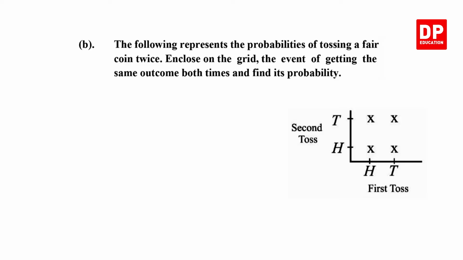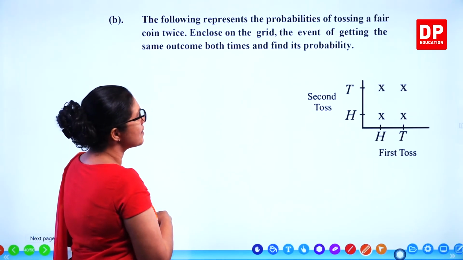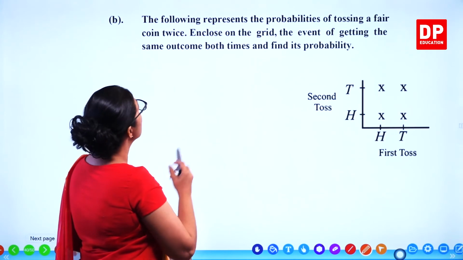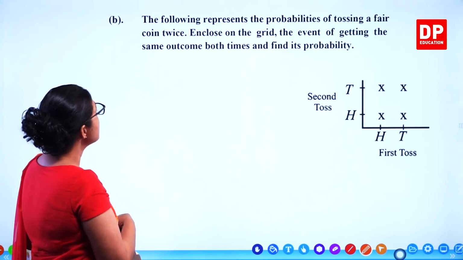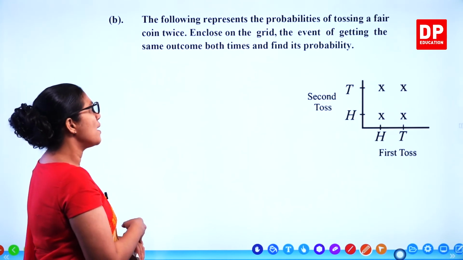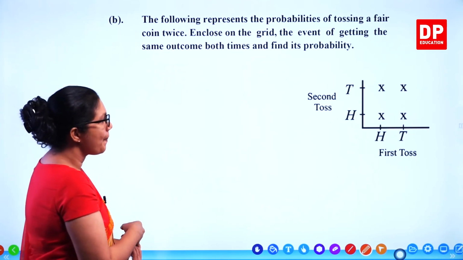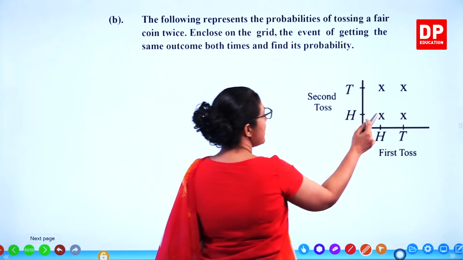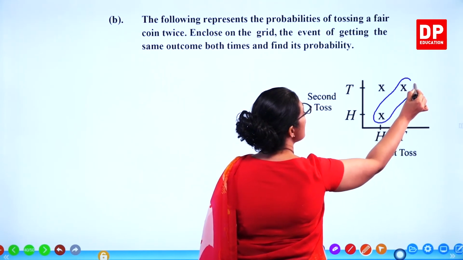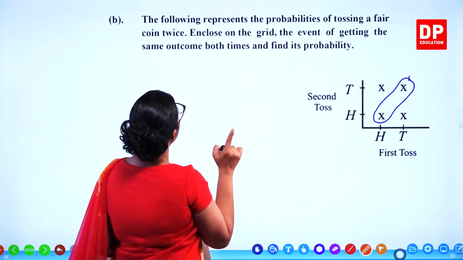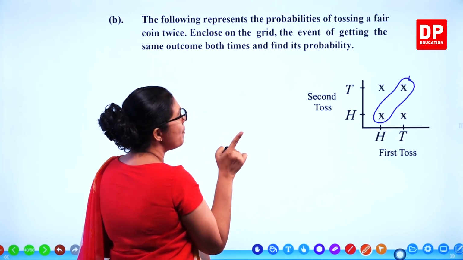Part B. The following represents the probabilities of tossing a fair coin twice. First toss and the second toss given. Enclose on the grid the event of getting the same outcome for both times and find its probability. That means getting head and head or getting tail and tail. So, you can mark this one. So, that's the required part, and finding the probability.